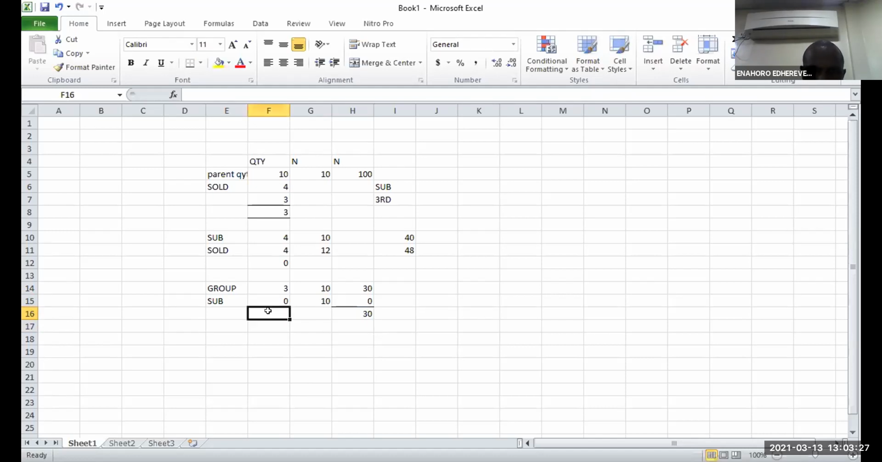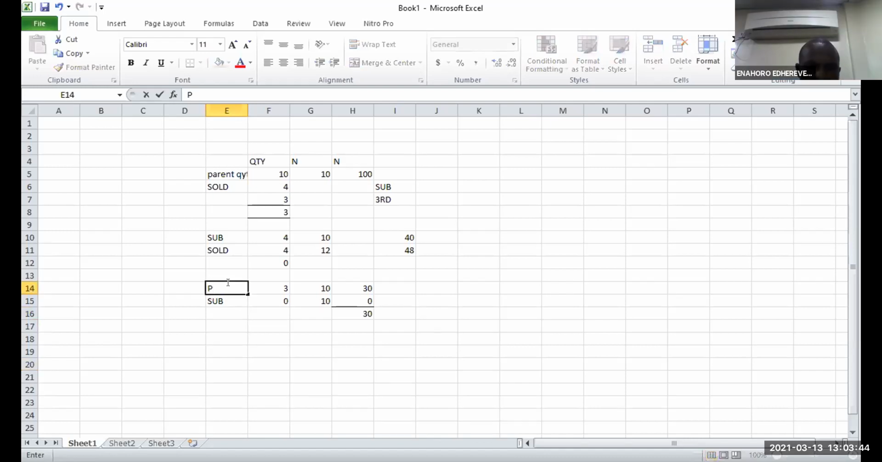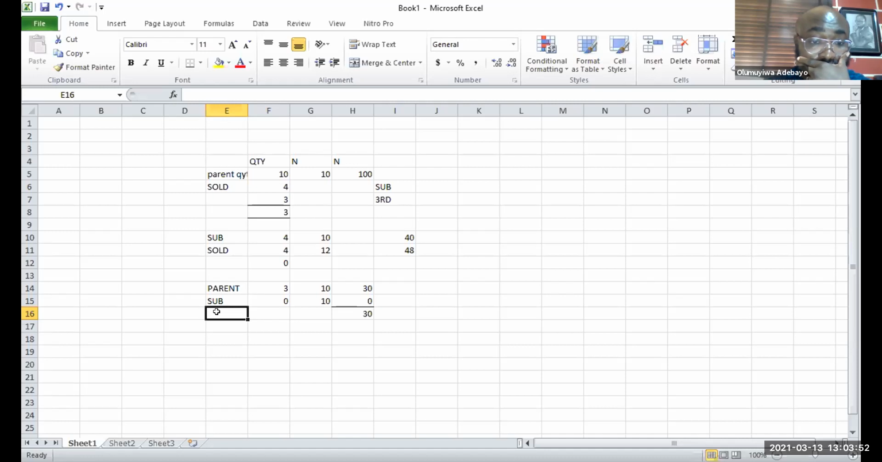Okay, can you change the place you put group to parent? Since you have put sub separately, the total will not be group. Okay, yes, you're right. This will be parent, and this will be parent. E16 will be group.